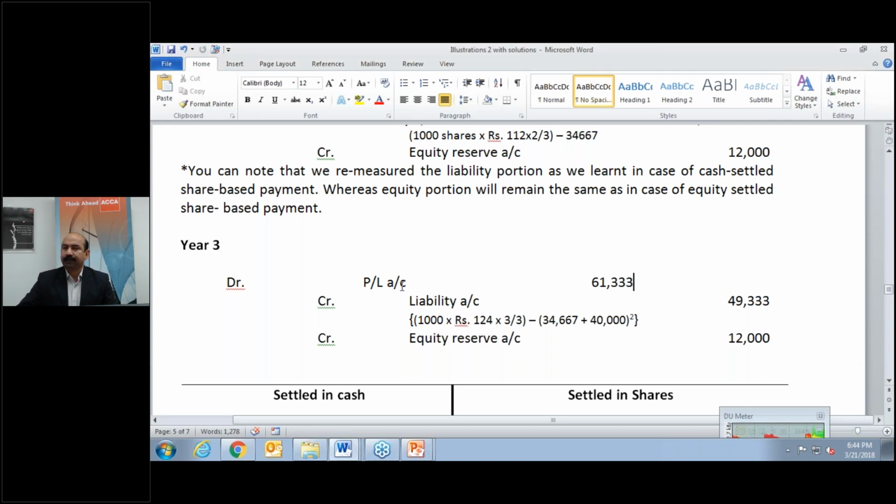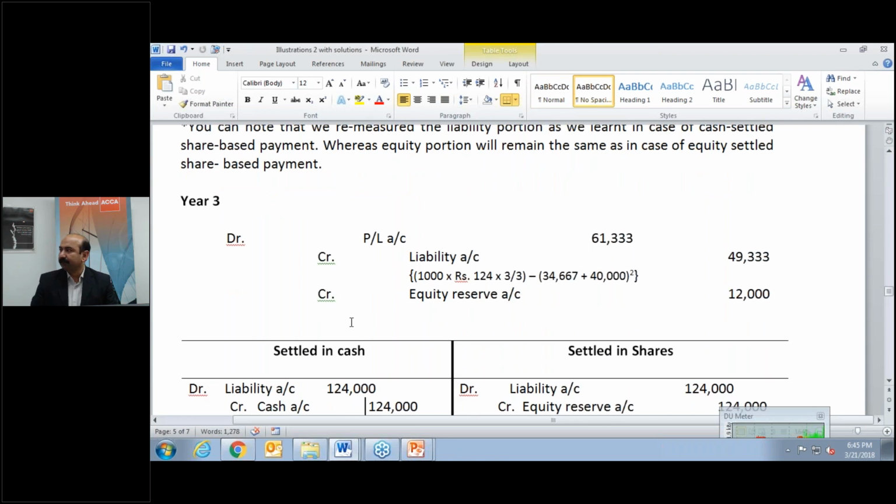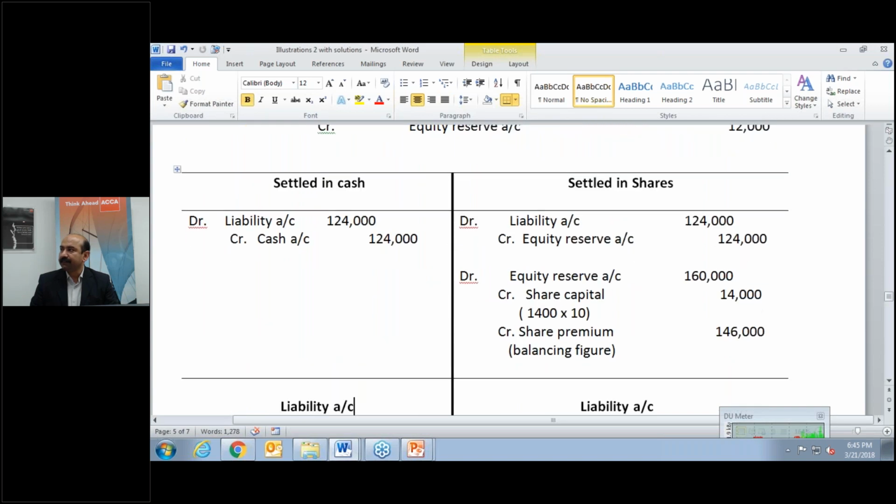So now we come to the second part of this illustration. We can see from here, I have given two situations. One is if it is settled in cash. If it is settled in cash, simply liability will be debited and cash credited with the closing balance of the liability.